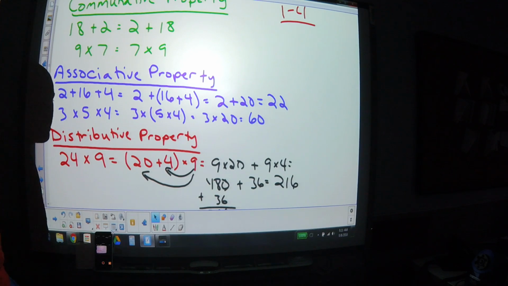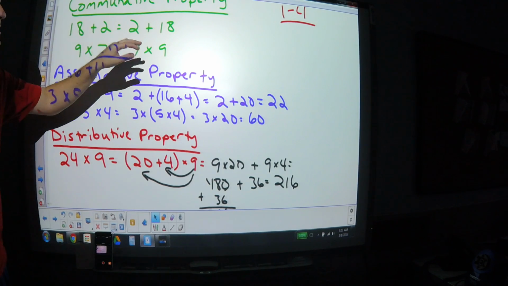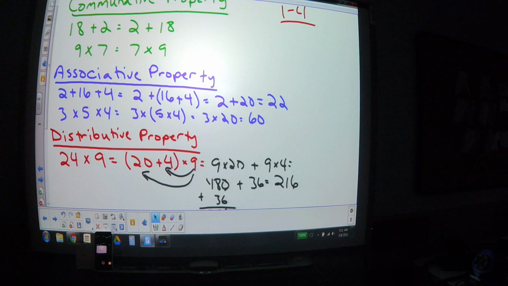Same way with multiplication. 9 times 7 is the same as 7 times 9. That's why on a multiplication table, when you go down the 3's, 2 times 3 is 6. And then if you go down the 3's, 3 times 2 is also 6. All right? The associative property is a little bit different.